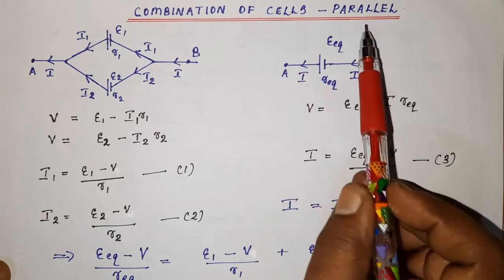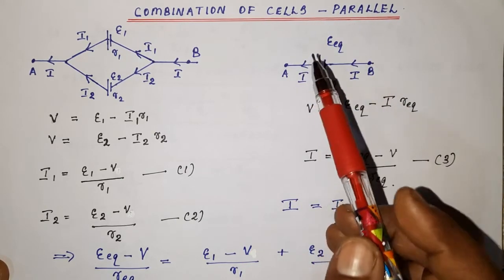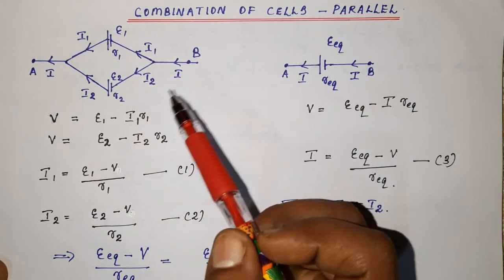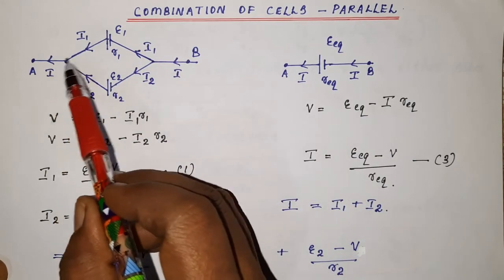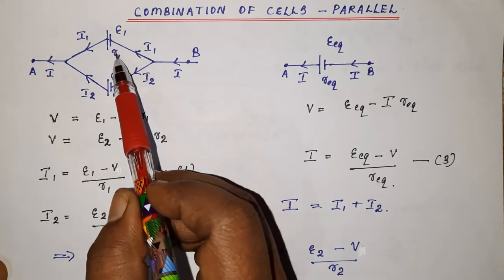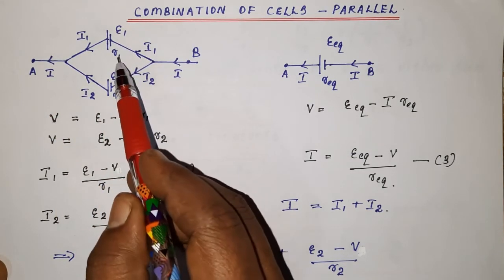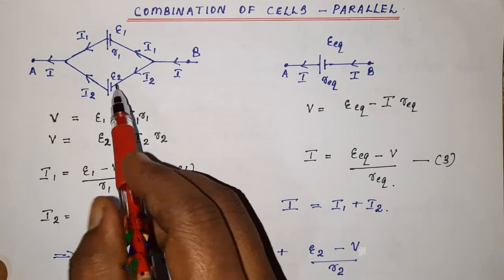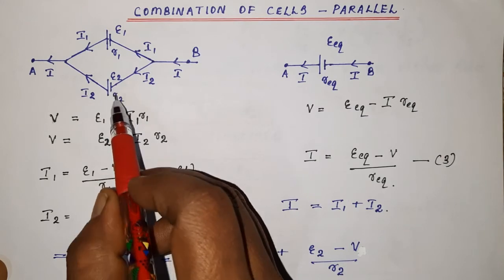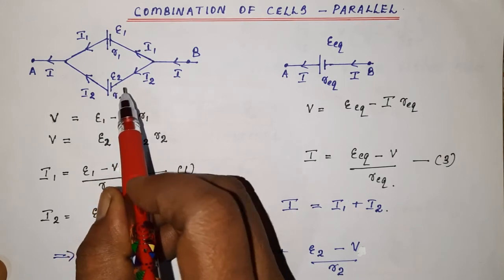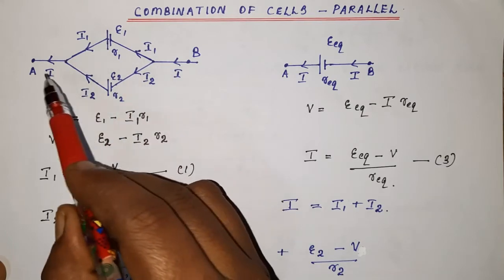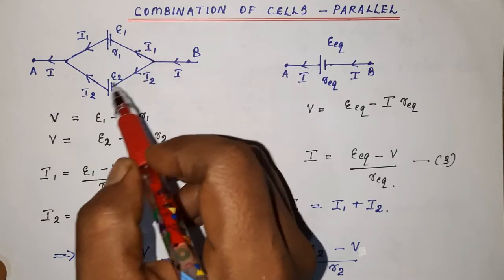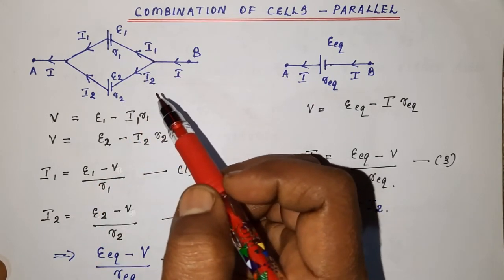Now we have combination of cells in parallel. Here we have two cells connected in parallel. This is a cell of EMF epsilon 1 and internal resistance R1, and this is a cell of EMF epsilon 2 and internal resistance R2. They are connected in parallel. Both the positives are connected together, both the negatives are connected together.